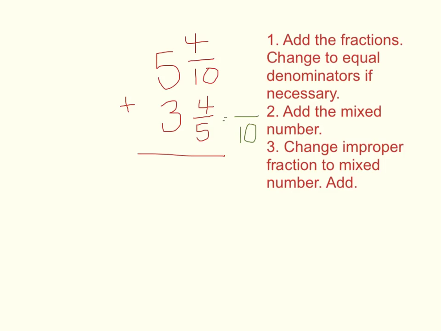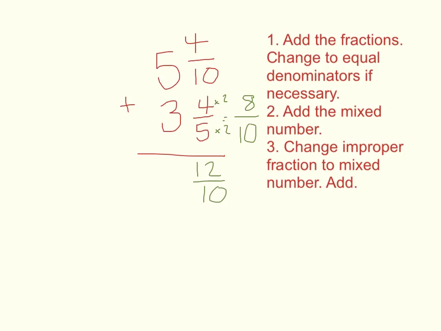I had to multiply 5 times 2 to get to 10, so my numerator on top is going to be the answer to 4 times 2, which is 8. So my new problem reads 5 and 4/10 plus 3 and 8/10. Now I can go ahead and add my fractions to the side. So in this problem, I'm going to be taking 4/10 plus 8/10. And my answer to that problem is 12/10.